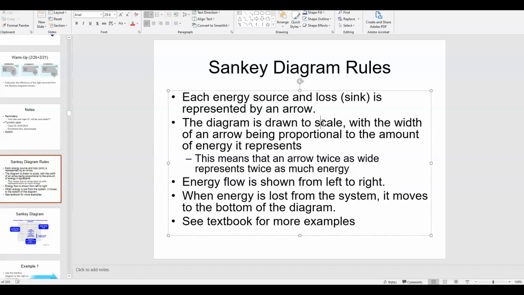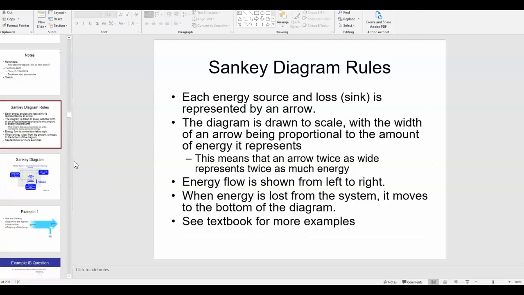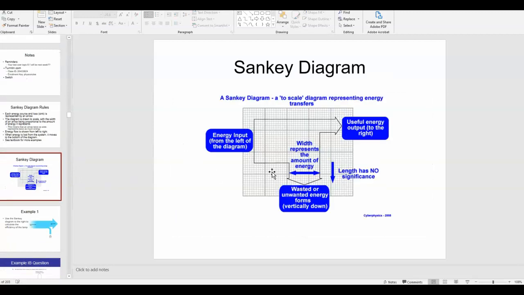A lot of the time when you're doing Sankey diagram problems, the IB gives you like grid paper to do these problems on so that you can make sure to draw them proportionally correct, because again, the width does matter. And energy flow is normally shown from left to right. There are some examples in the textbook, but we can take a look at some examples here.